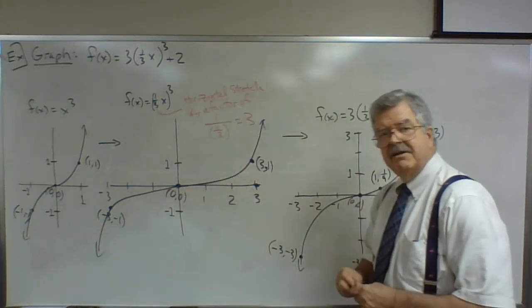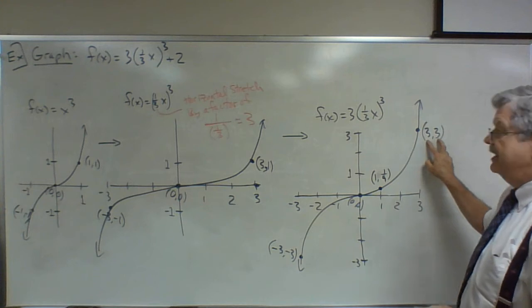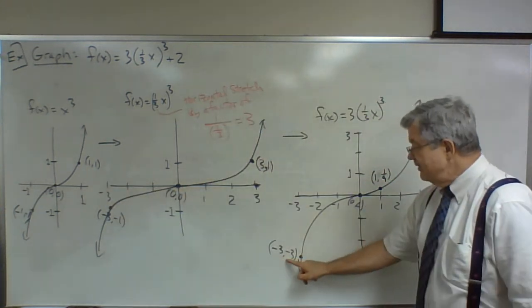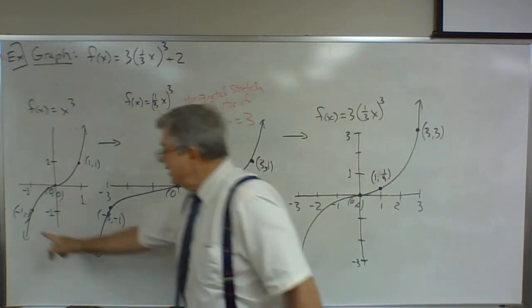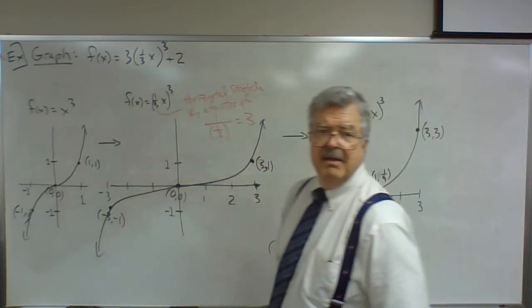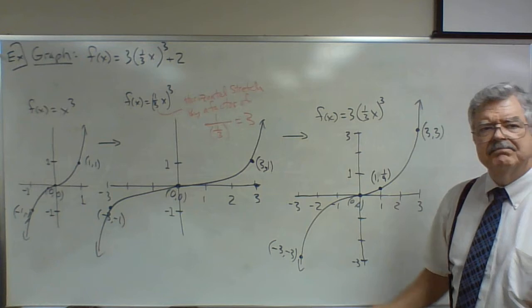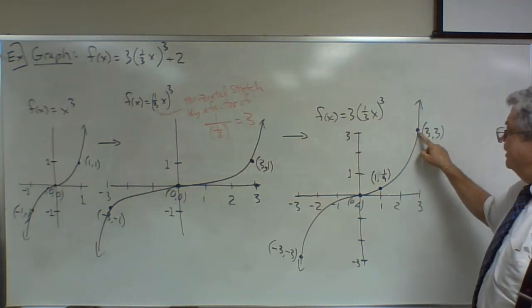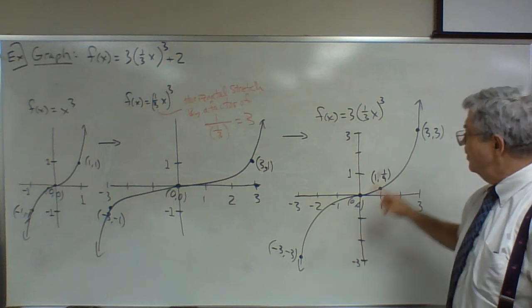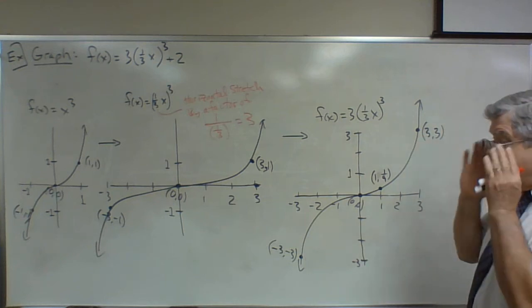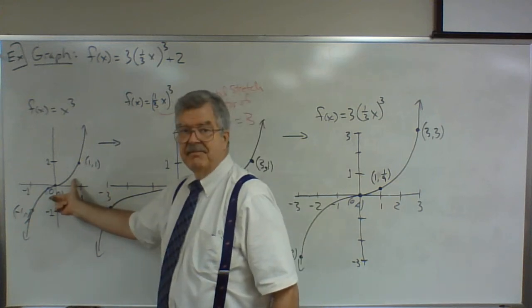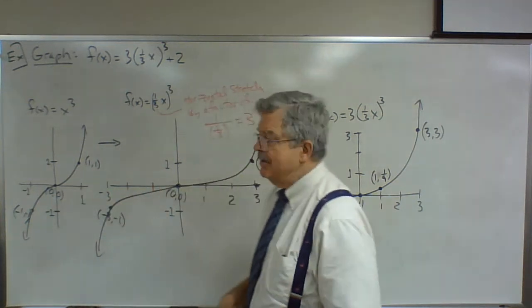We might look at it and say, well, we got 3, 3 here and 1, 1 here. We got -3, -3 here and 1, 1 here. It's the same graph, isn't it? No. The fact that we have points on this graph whose x and y coordinates are the same doesn't mean that it's the same as the original graph. Not the same at all.